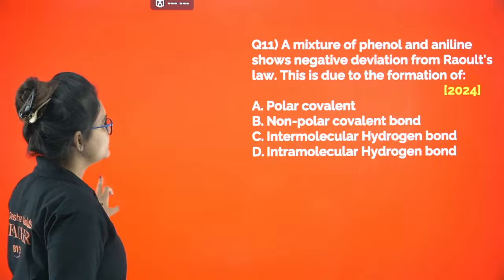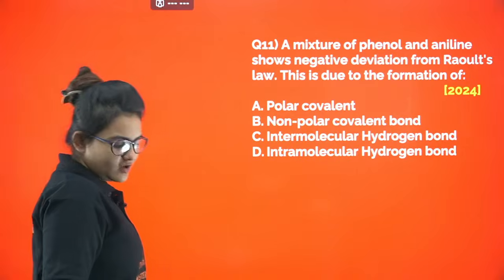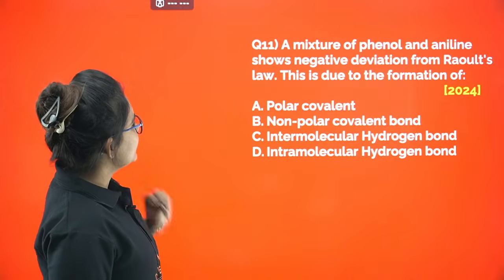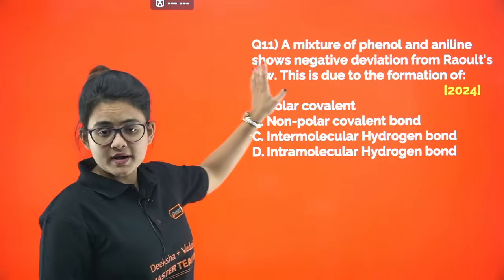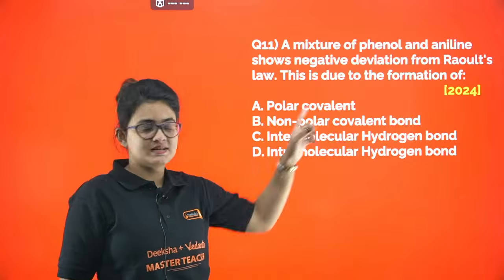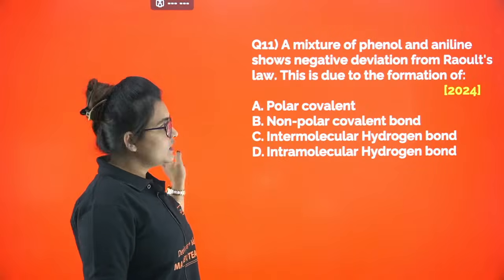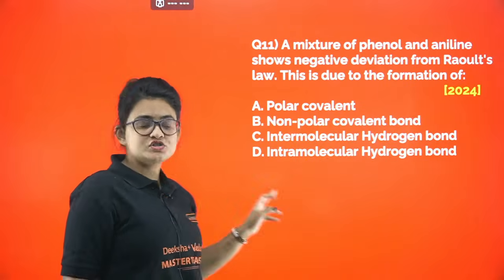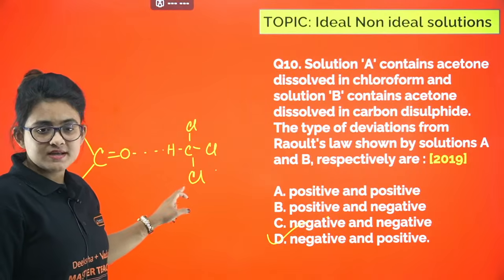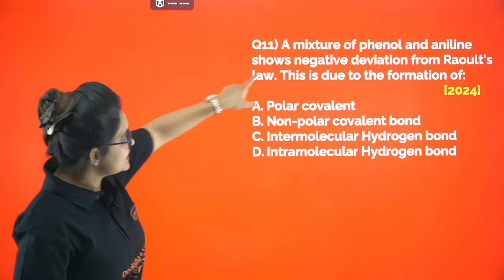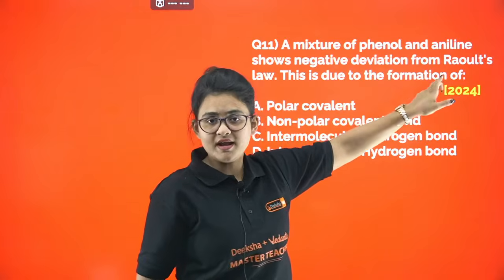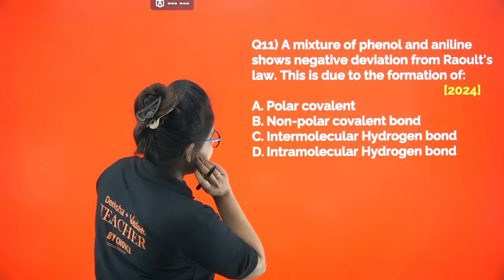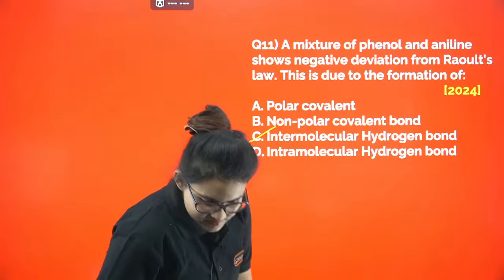Okay, let's proceed further. A mixture of phenol and aniline. You can see here again that type of question comes. A mixture of phenol and aniline shows negative deviation. Here also you understand the reason. Negative deviation it shows, like this case, chloroform and acetone. What happens? One phenol molecule and one aniline molecule can form intermolecular hydrogen bonding like this, right? So in this case also negative deviation. Intermolecular hydrogen bonding, that's going to be the correct answer.